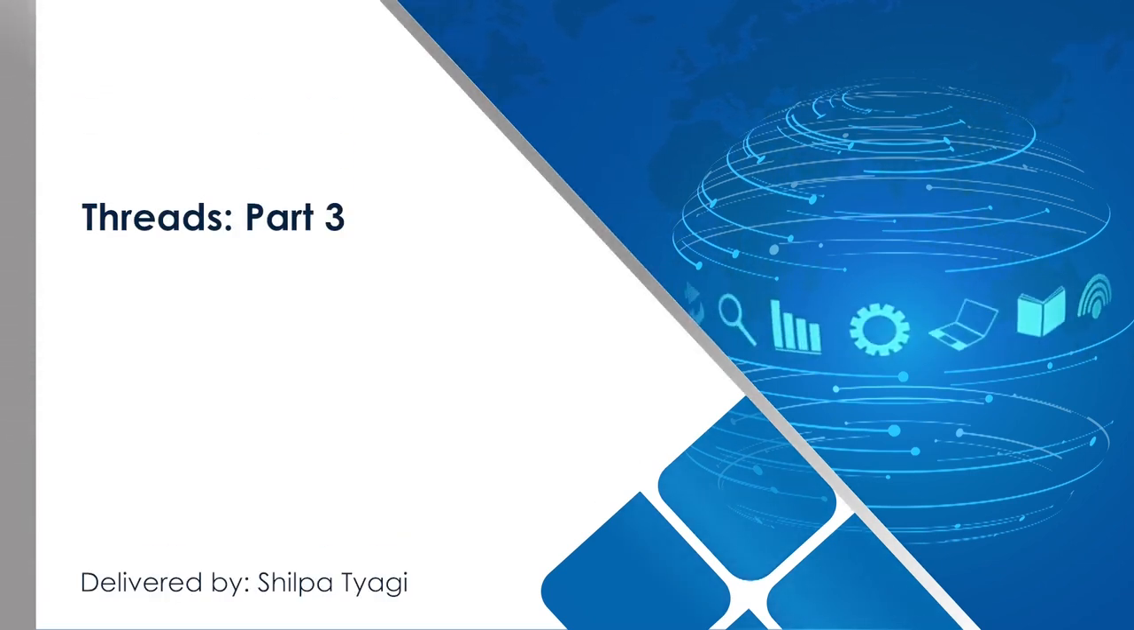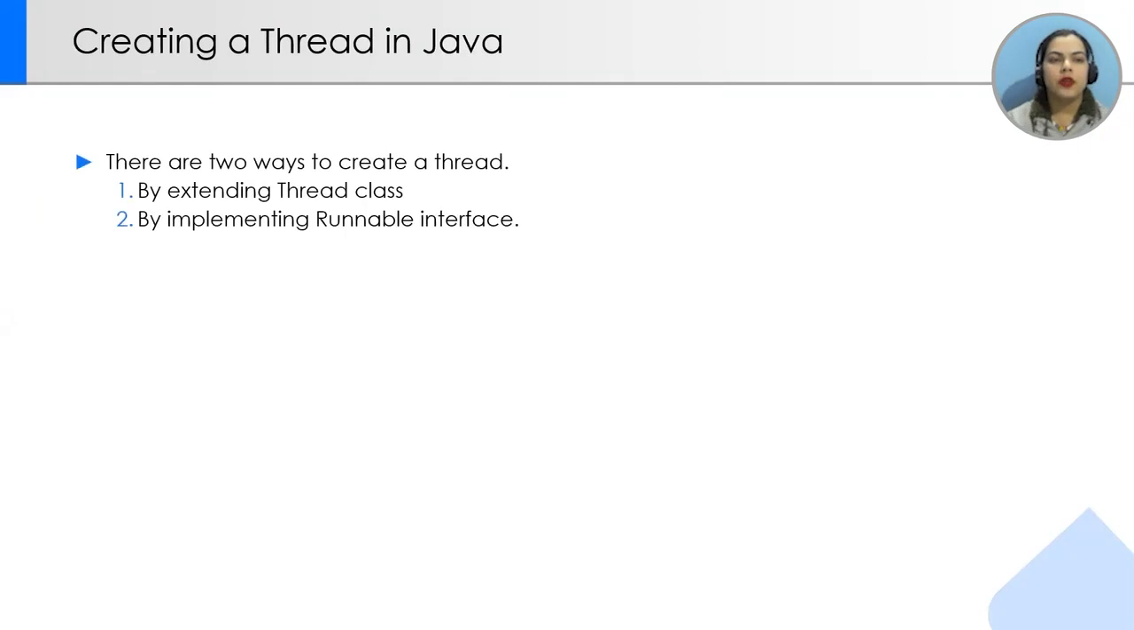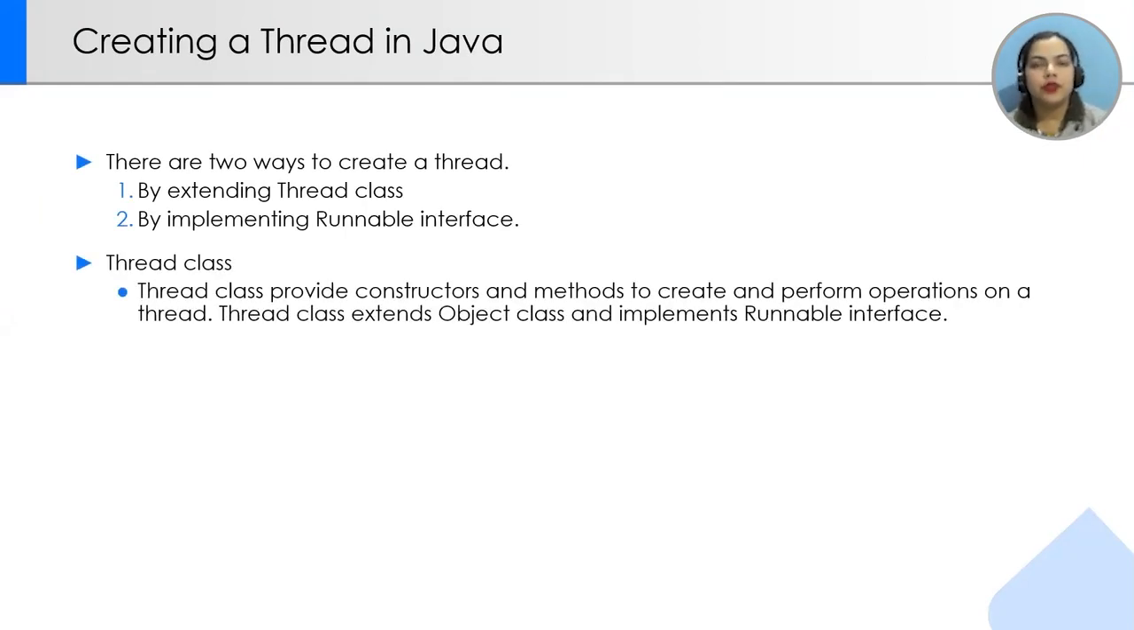In this session, we will be discussing threads in Java part 3. So let's start the session, threads in Java part 3. At the end of the session, you will be able to learn about threads in Java. As we already know, a thread is related to the concept of multi-threading in Java. Java is a multi-threaded programming language.